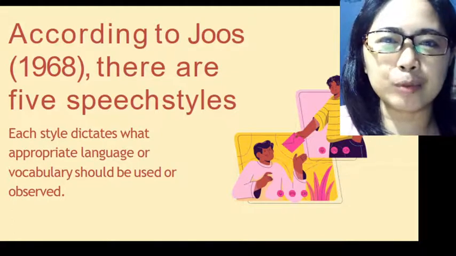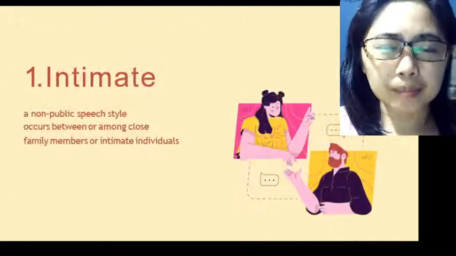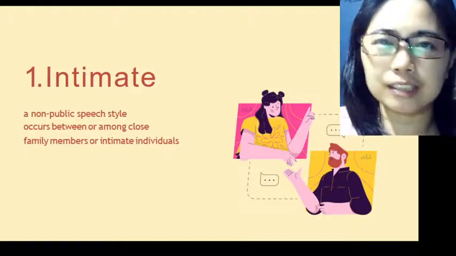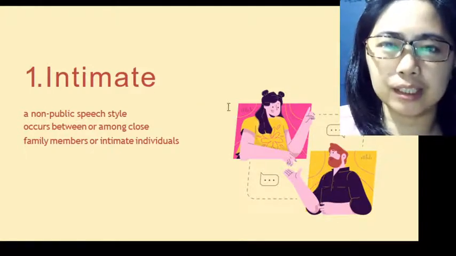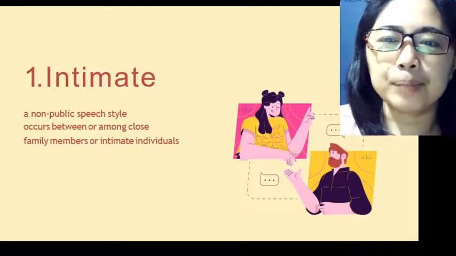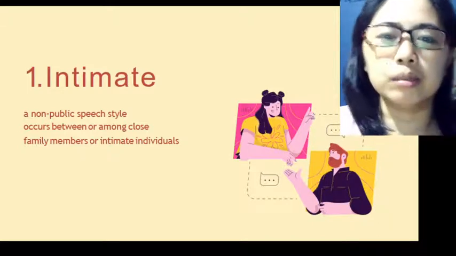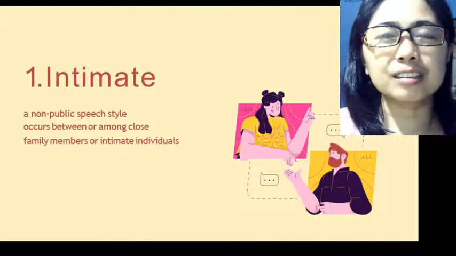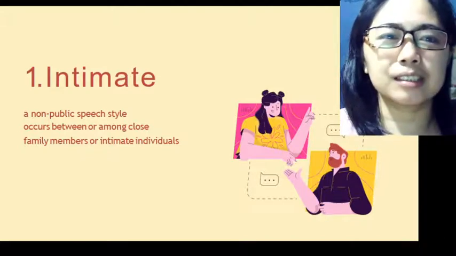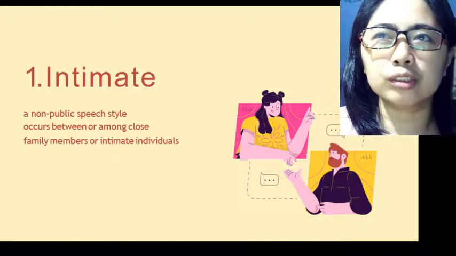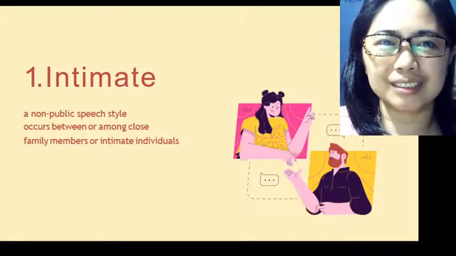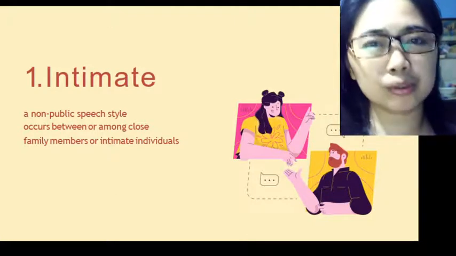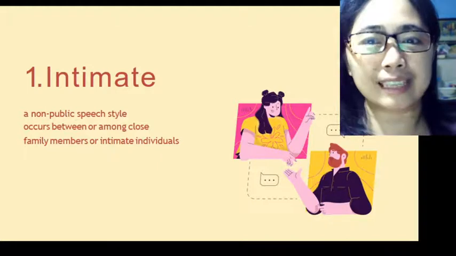The first type we have here is what we call the intimate. From the word itself, intimate, it's not to be shared with the public. It is a non-public speech style, and it only occurs between or among close family members or intimate individuals. There are some serious topics that you usually don't share with your not-so-close friends. You only share that with your trusted friends, whom you consider part of the family as well, like your extended family.